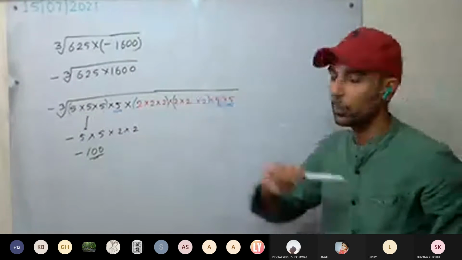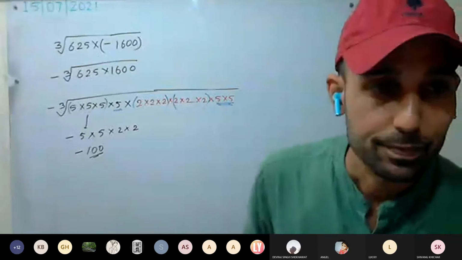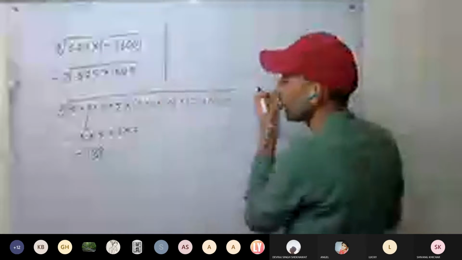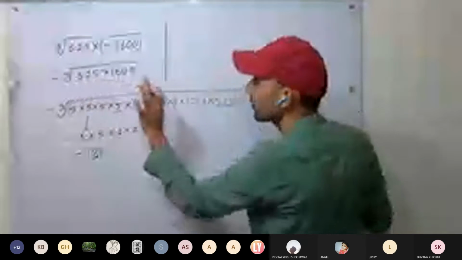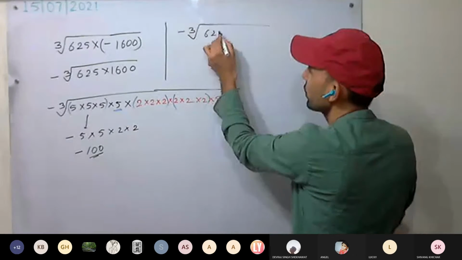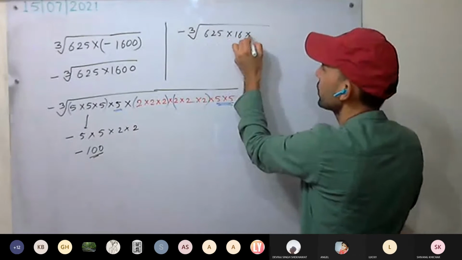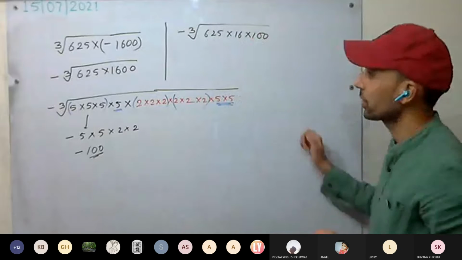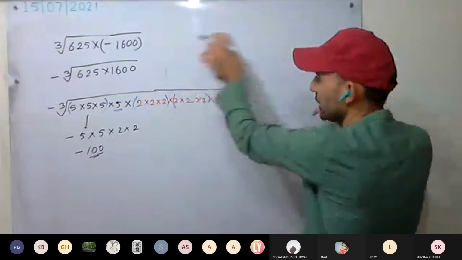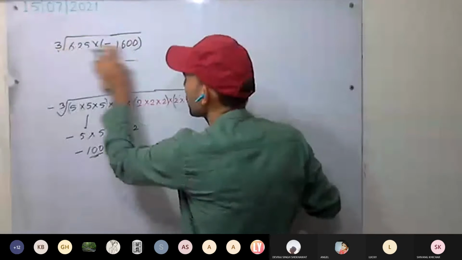Or see here, you can do it one more way. Yes or no? Can I tell you that way? Okay. There are many ways. Either you multiply these if you have an idea, or you can do like this as well. See here. 625 into 16 into 100. You can write like this. Okay, that is fine. Okay, do the next one.